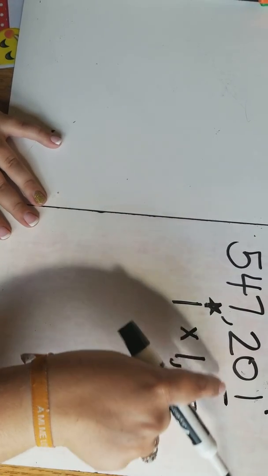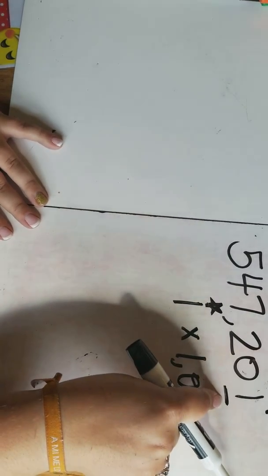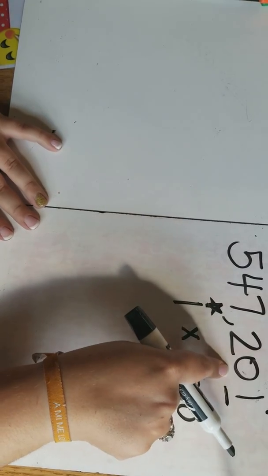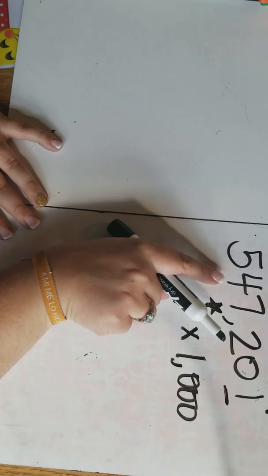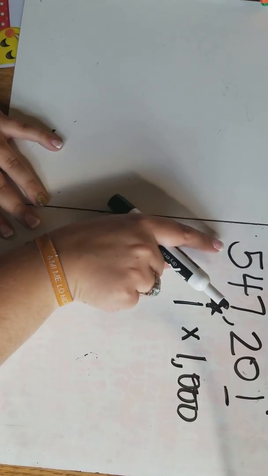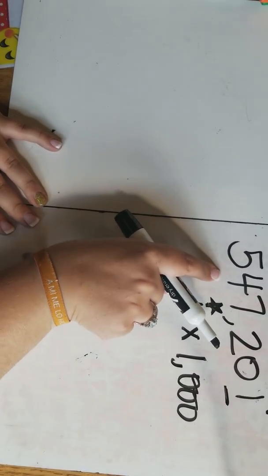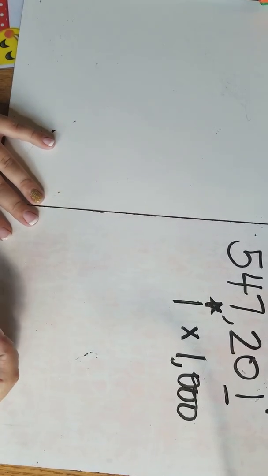So obviously the tens place has 10 ones. The hundreds place has 10 tens. The thousands place has 10 hundreds. The 10,000s place has 10 thousands. And the 100,000s place has 10 10,000s.